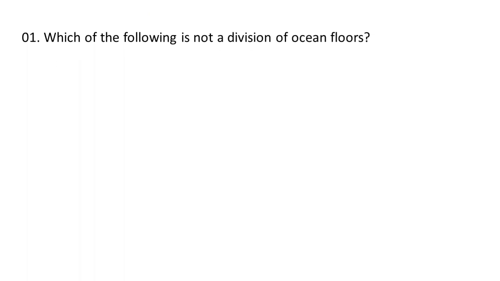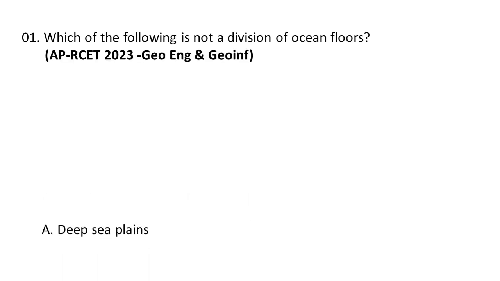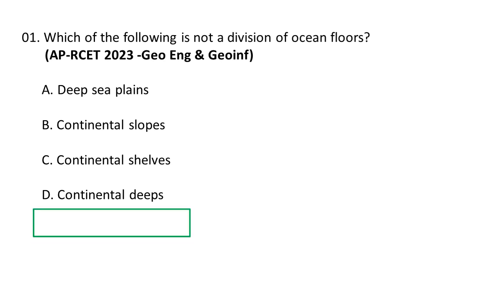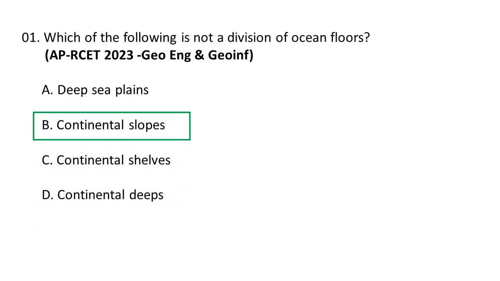Which of the following is not a division of ocean floors? A. Deep sea plains, B. Continental slopes, C. Continental shelves and D. Continental deeps. So the correct option is continental slopes. So continental slopes are regions of steeply sloping seafloor that lie between the continental shelves and the deep ocean basins. So this is not a division of the ocean floor.